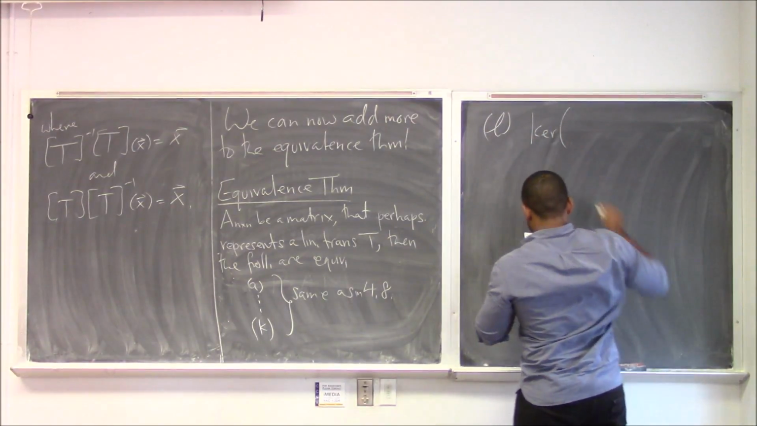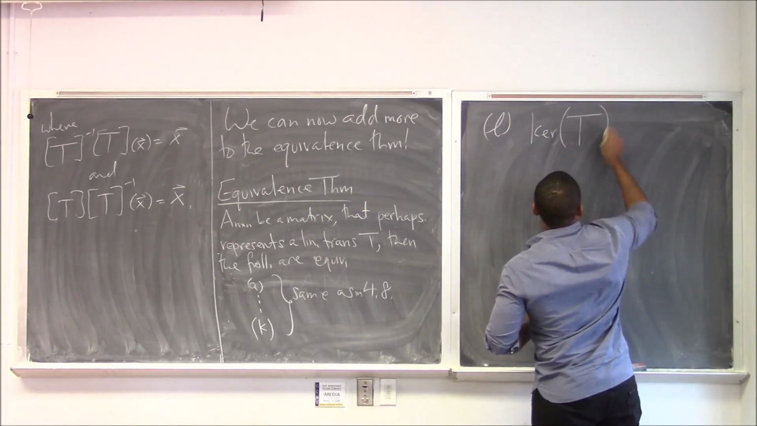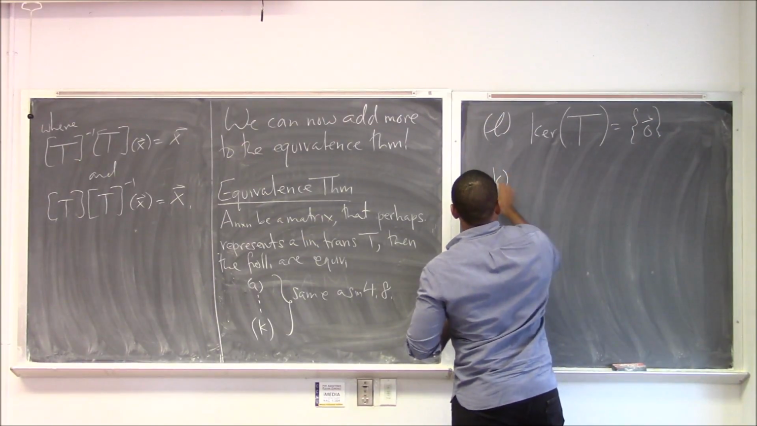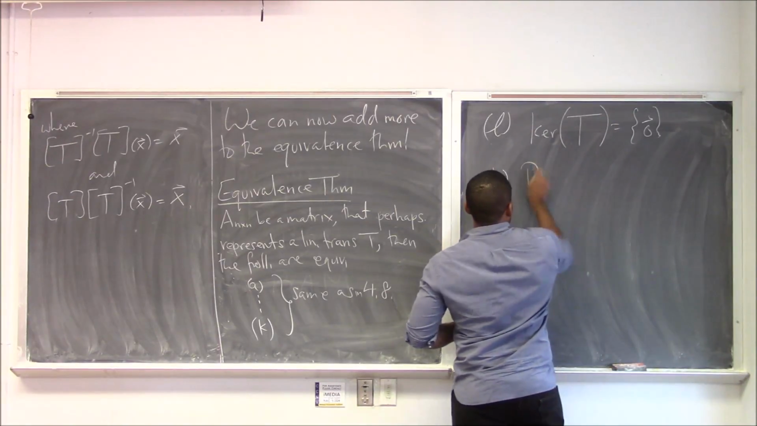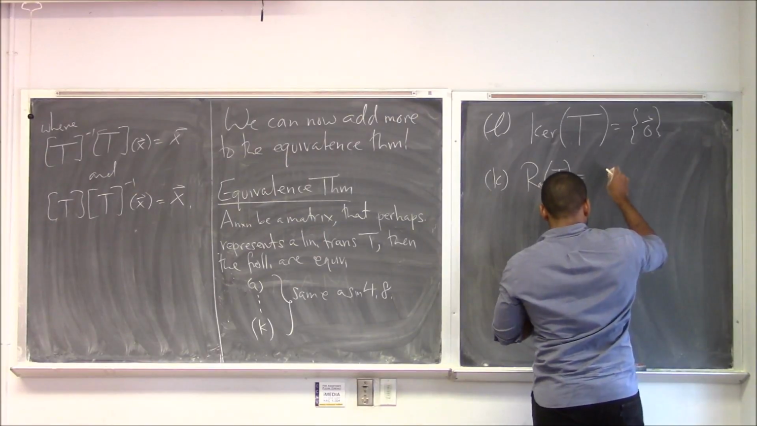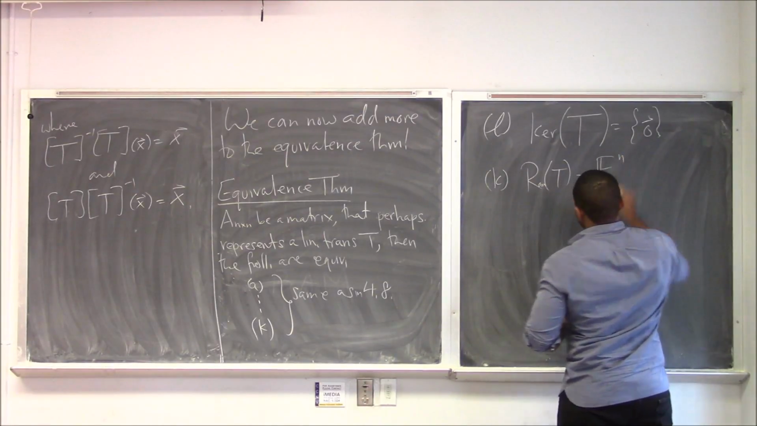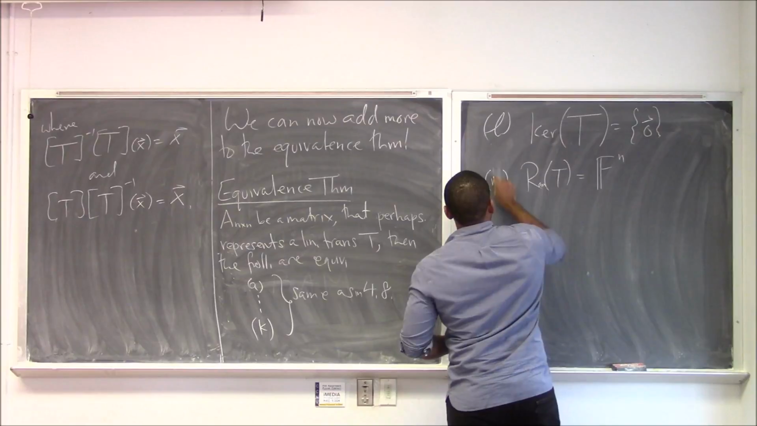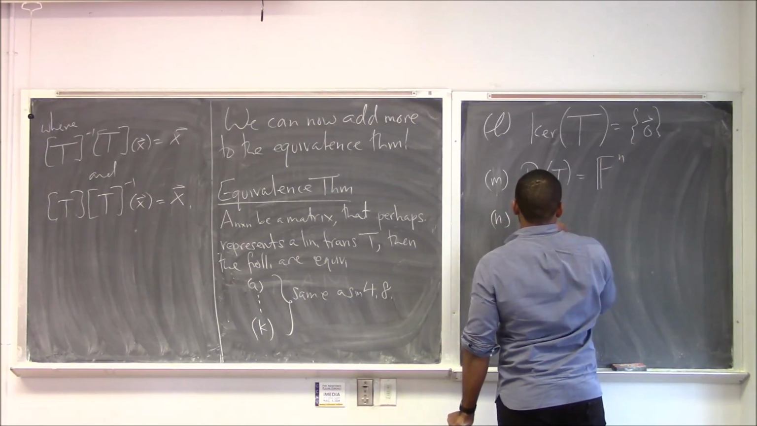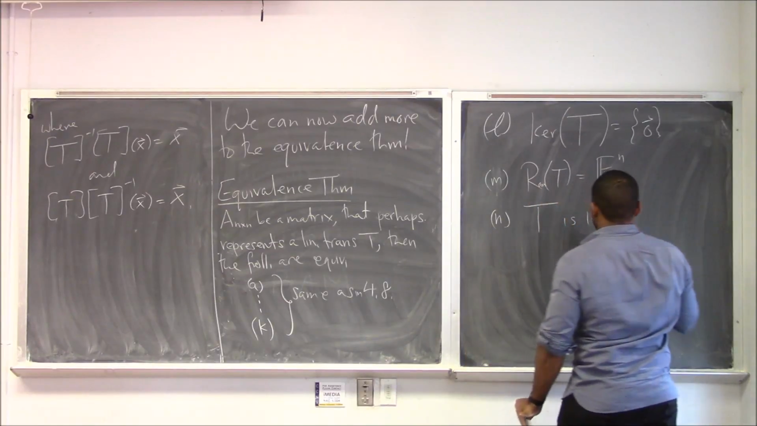The kernel of the transformation is going to be this. So I'm pretty much adding the last part of that theorem to this guy. The range of the transformation is all of Fn. And the transformation is 1-to-1.